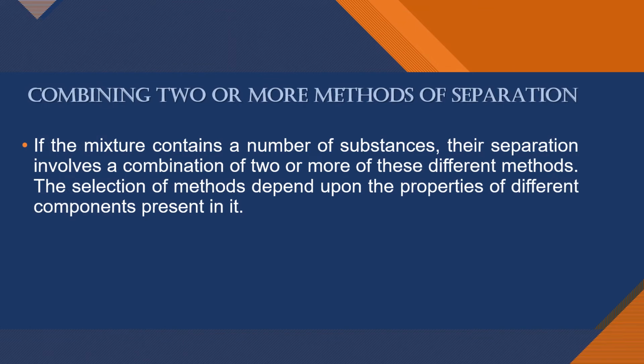Students, till now we have discussed different methods of separation in isolation. In actual practice, if the mixture contains a number of substances, their separation involves a combination of two or more of these different methods. The selection of methods depends upon the properties of different components present in it. Let us understand this with the help of an activity.